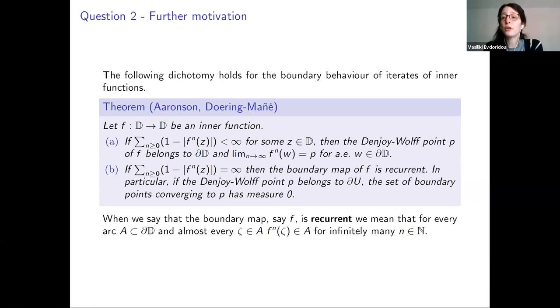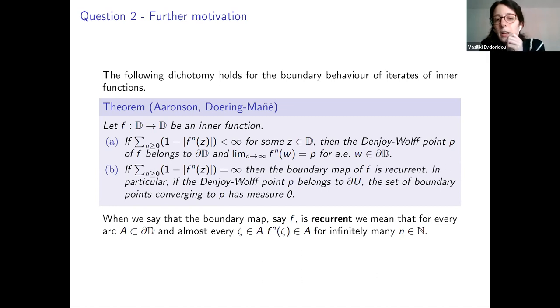Okay, so here we have the case where almost all boundary points converge to the Denjoy-Wolff point under iteration, or we have the case where the Denjoy-Wolff point is again on the boundary, but almost no point has an orbit converging there.